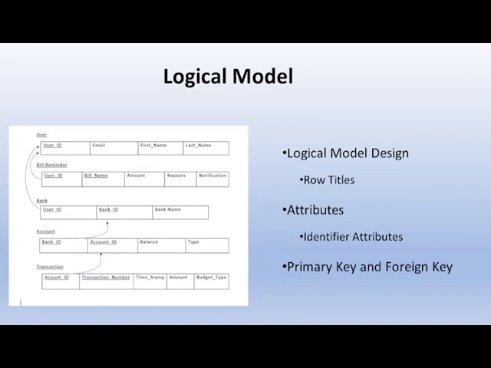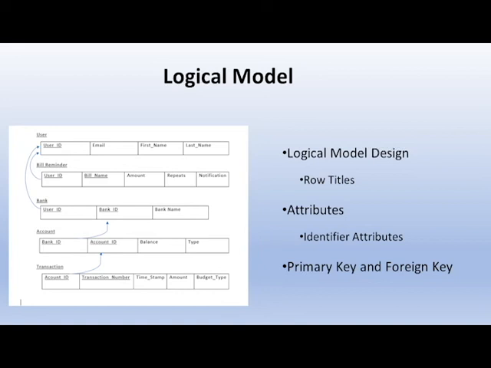primary and foreign keys. And immediately we realized that user is going to have a primary key, and that is going to be user ID. There's going to be 2 rows that connect to that primary ID in user. The first would be bill reminder. The foreign key there would be user ID, connect to our primary key, user ID, in user.